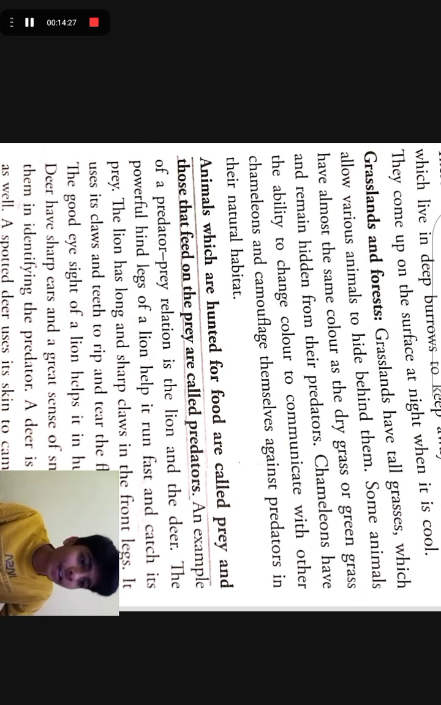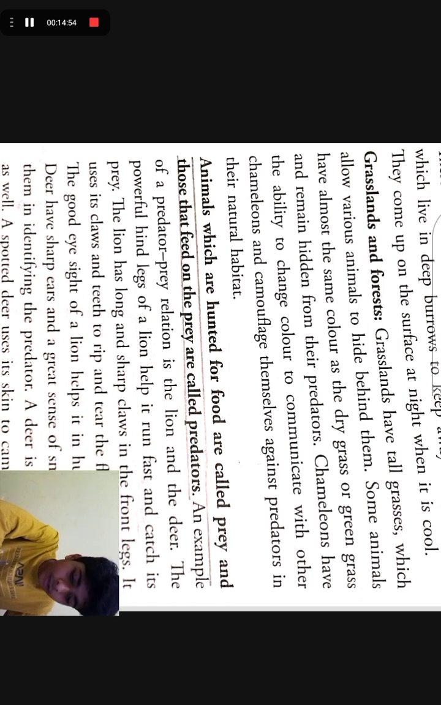Okay, so grasslands and forests. I am going to tell you what are grasslands and what are forests. Grasslands have tall grass which allows various animals to hide below. Some animals have almost the same color as the dry grass or the green grass and remain hidden from their predators. Chameleon has the ability to change color to communicate with other chameleons and camouflage against predators in their natural habitats.